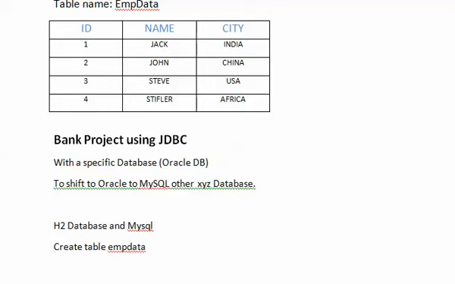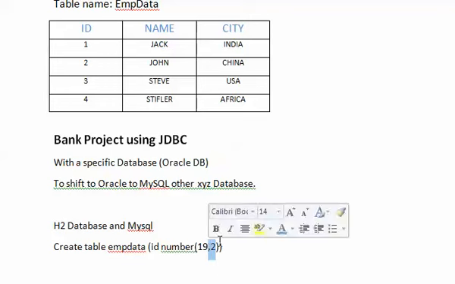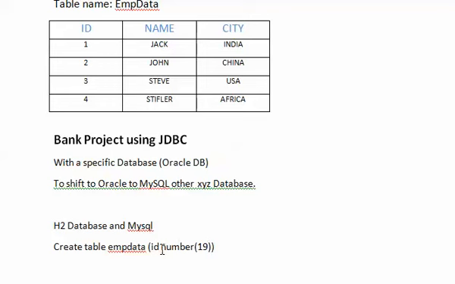and I just want to create ID. So I'll write here ID NUMBER(19, 2). Sorry, not 19, 2, just 19. I'm just specifying the data type of this ID, and the size will be 19. So that is the size.